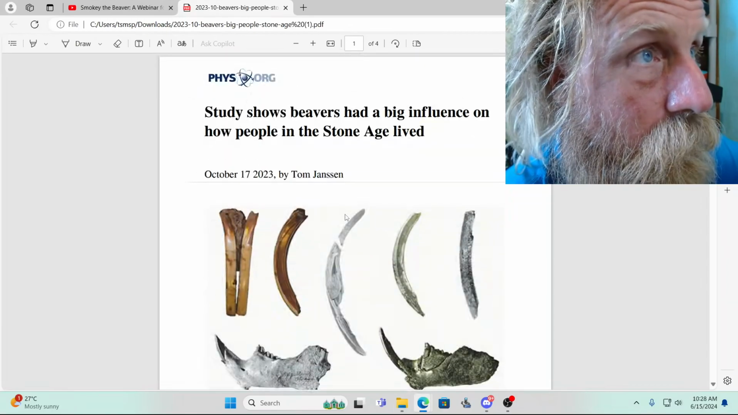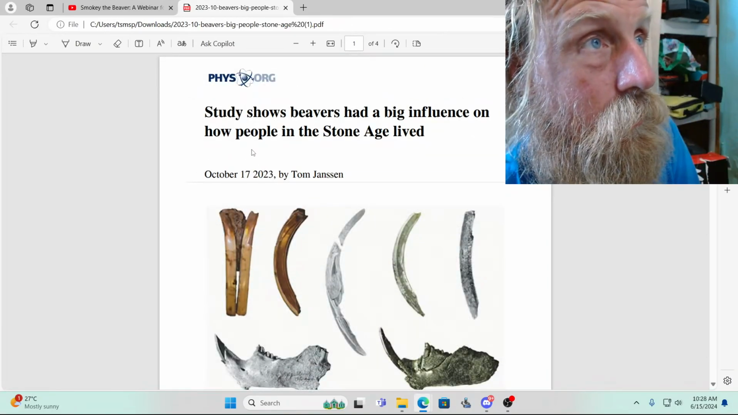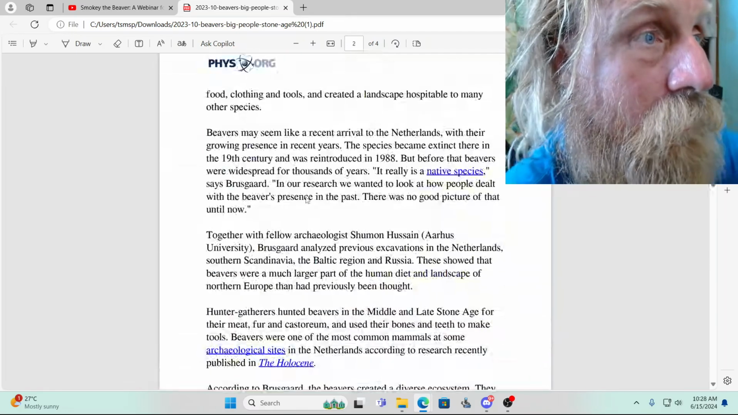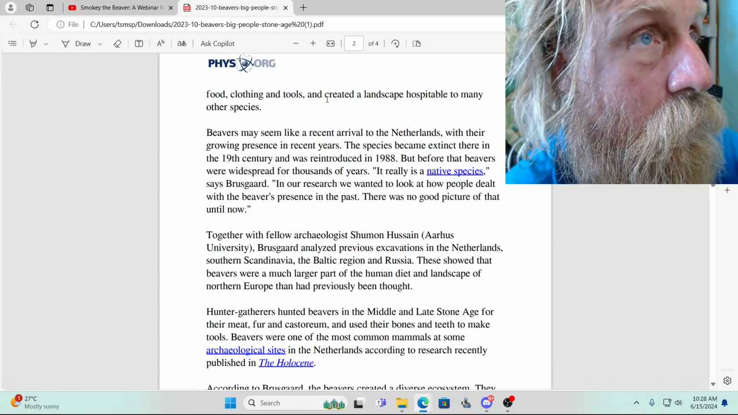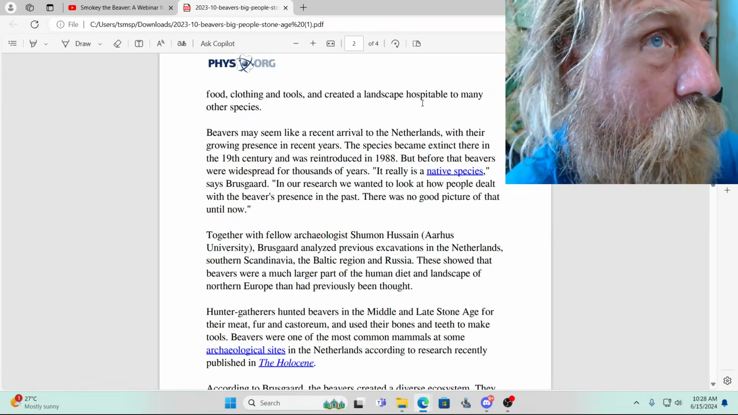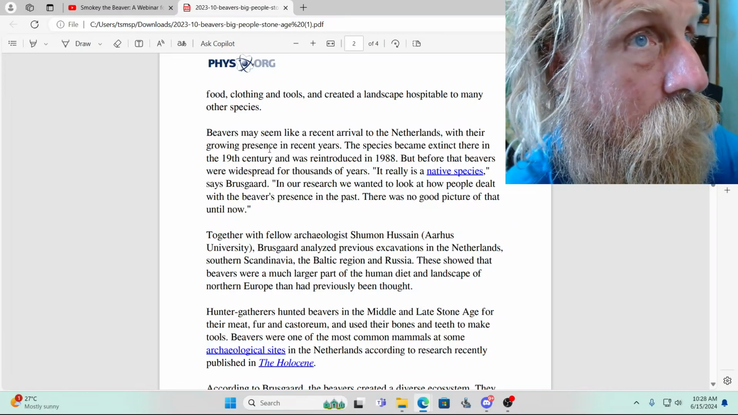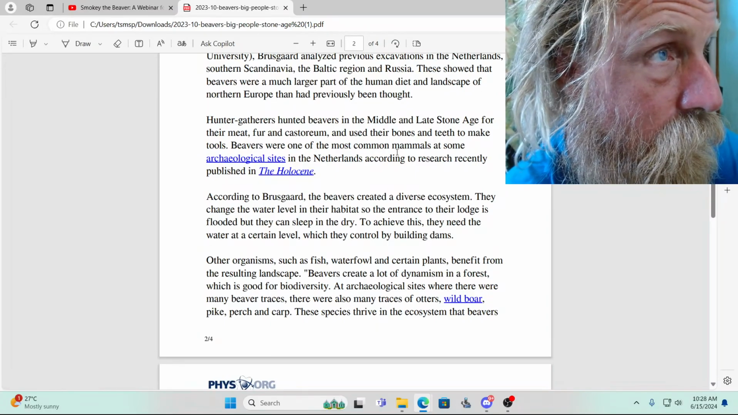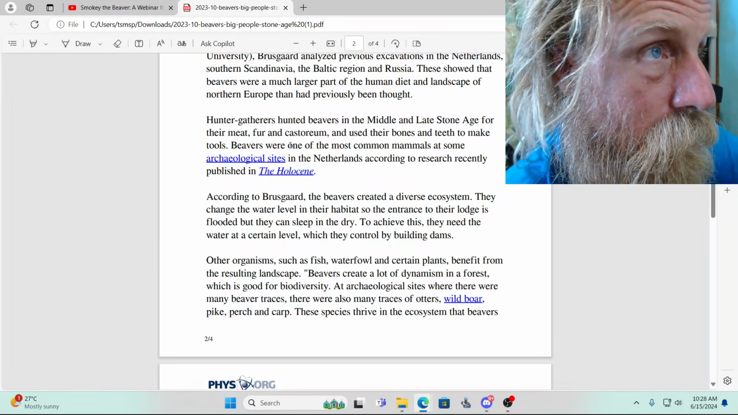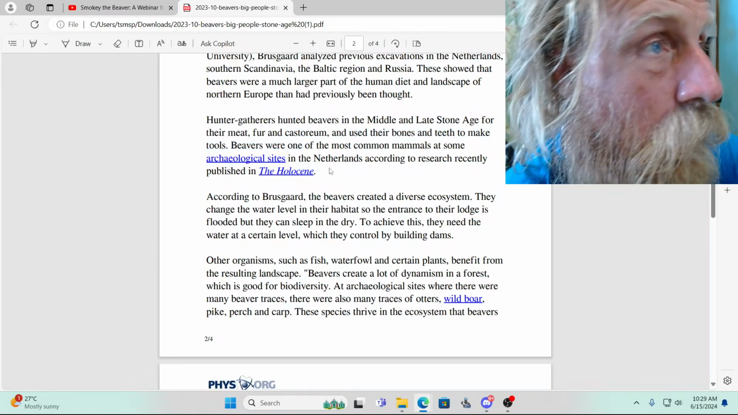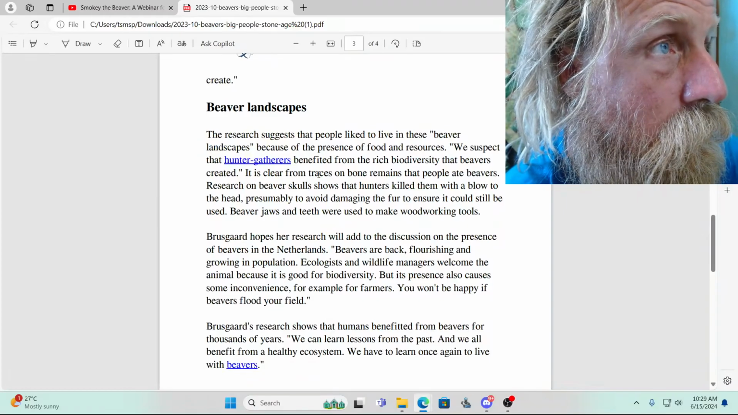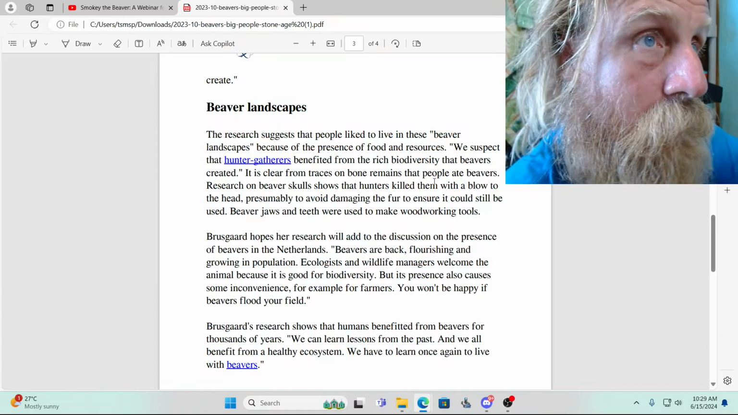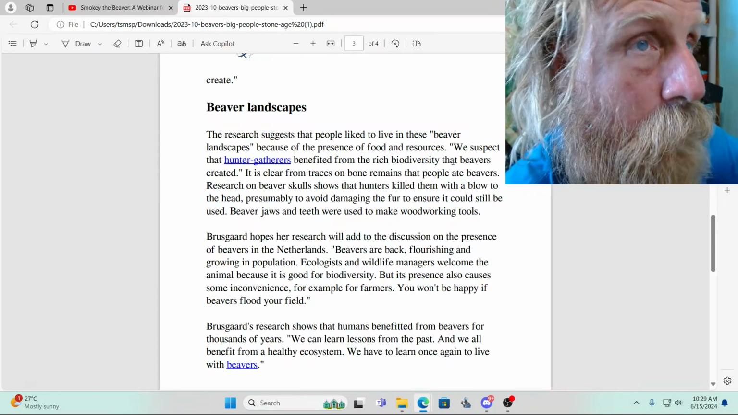So here's an interesting thing where it suggests this study is showing that beavers had a big influence on how people in the Stone Age lived. So food, clothing, and tools created a landscape hospitable to many other species. You know, hunter-gatherers hunted beavers for their meat, fur, and I don't know what's a castorium. So the people like to live in these beaver landscapes because there was lots of food and resources, rich biodiversity.